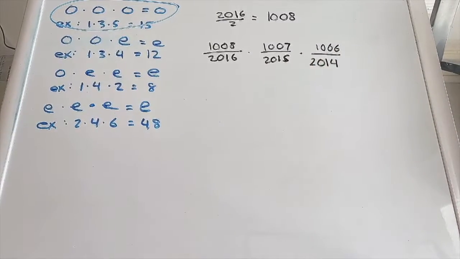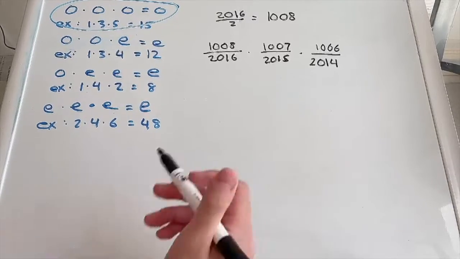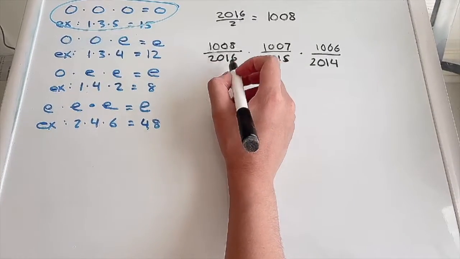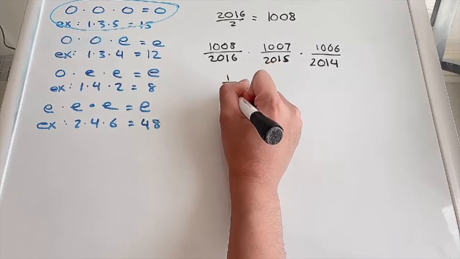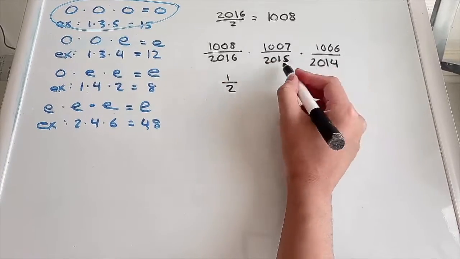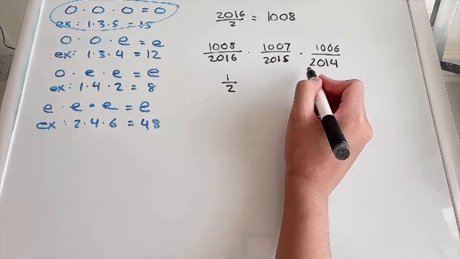Now we just have to simplify. Technically, we don't have to simplify because it is not asking for the exact number, but which of the statements is true. And remember, the answer choices were P is less than 1/8, P equals 1/8, and etc. So because we know 1008 over 2016 is 1/2, and the other two fractions are both slightly less than 1/2.